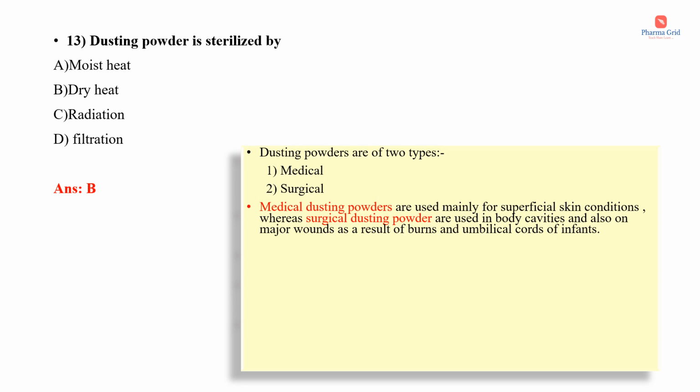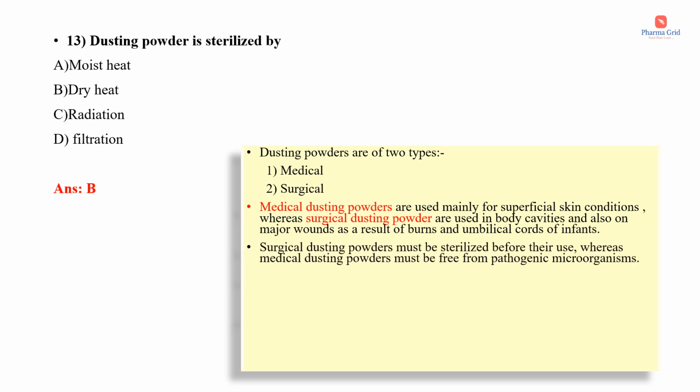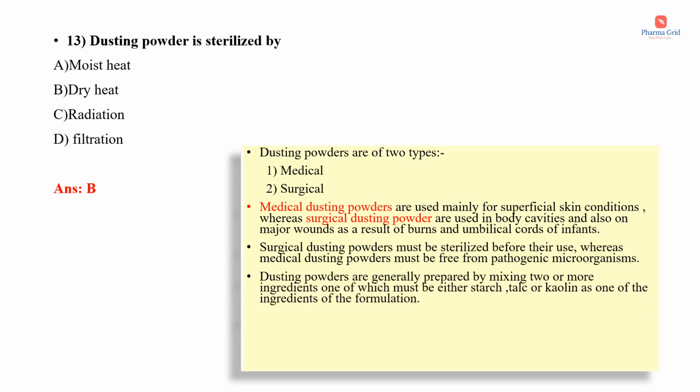These medical dusting powders are used mainly for superficial skin conditions, whereas surgical dusting powders are used in body cavities and also on major wounds as a result of burns and umbilical cords of infants. Surgical dusting powders must be sterilized before their use, whereas medical dusting powders must be free from pathogenic microorganisms.